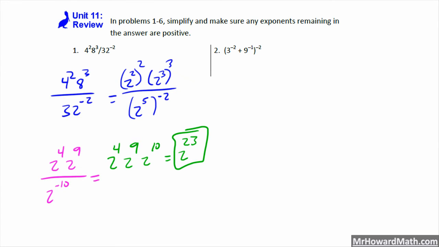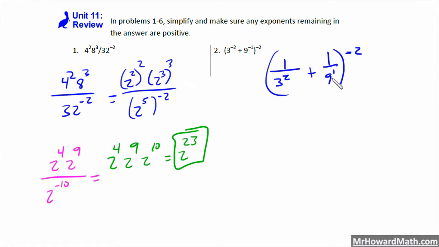So let's look at the second one. So we have 3 to the negative 2 power plus 9 to the negative 1 power, all raised to the negative 2 power. So we'll go ahead and handle these negative exponents, these right here, first. So 1 over 3 squared replaces this because I want the exponent to be positive, so I'll move it to the denominator, make the exponent positive. And then plus 1 over 9 to the first power, and all raised to the negative 2 power.